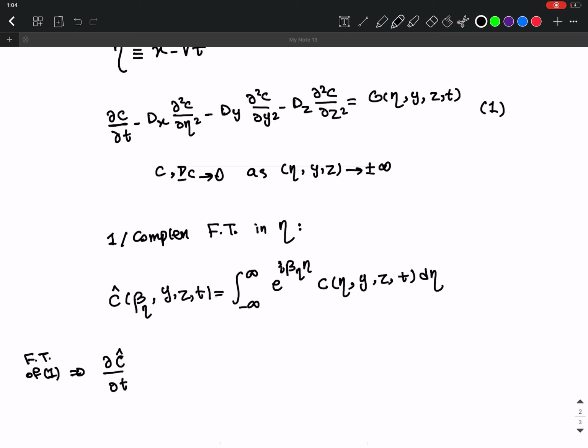Okay, partial t minus, so the second term, as you may remember, differentiation is converted to multiplication in the beta eta space. So if you use a formula we derived before, it's going to be minus i beta eta to the power 2, because this is the second derivative, dx times c hat.